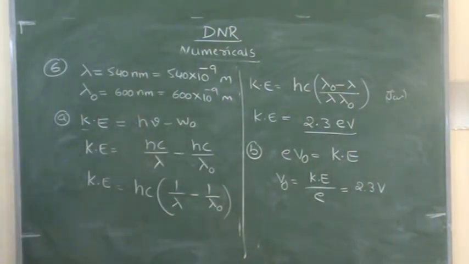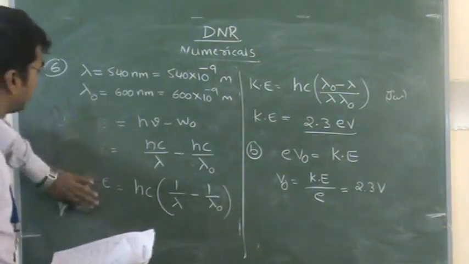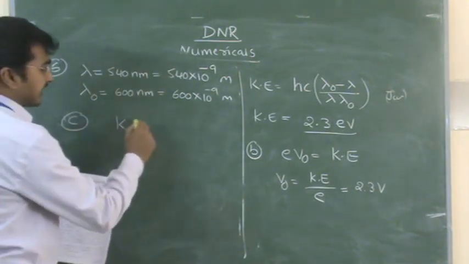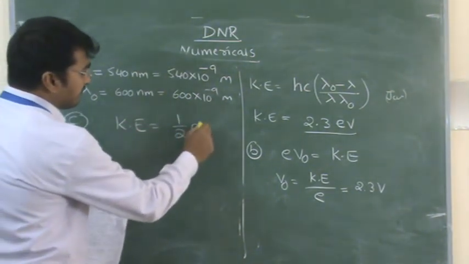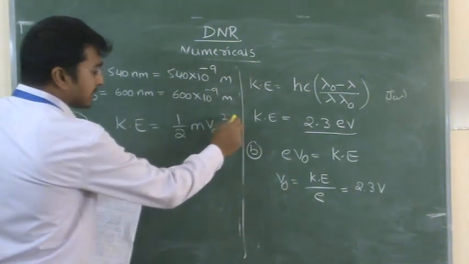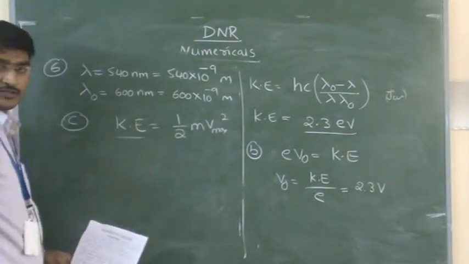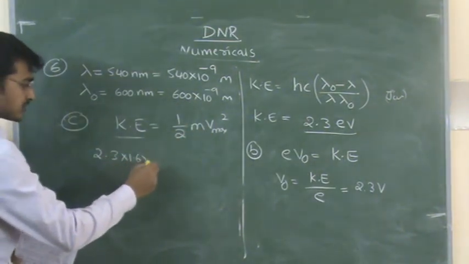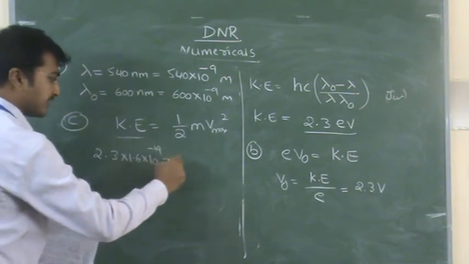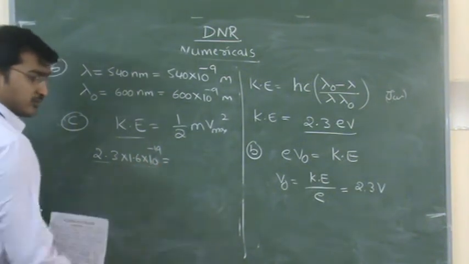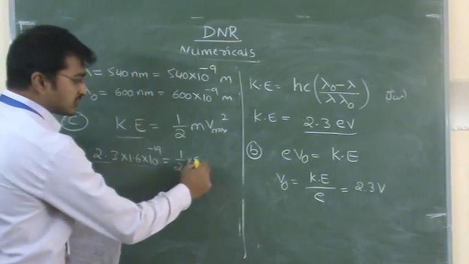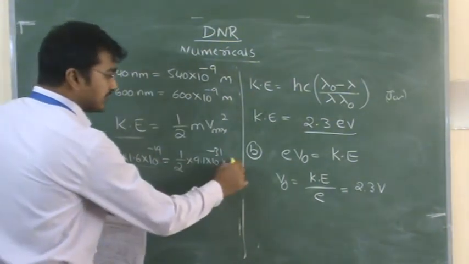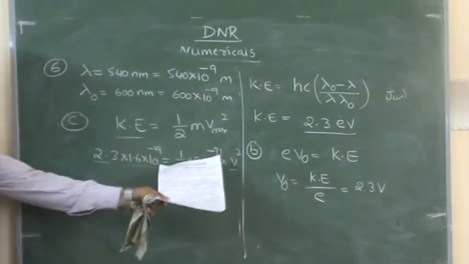Now the last one, maximum velocity. Already we know the kinetic energy, so equate it with half mv square. But convert it into joules. The kinetic energy is 2.3 electron volts, times 1.6 into 10 to the power minus 19 to convert electron volts into joules, equal to 1 by 2 into 9.1 into 10 to the power of minus 31 and v square. So you will get the answer from this.